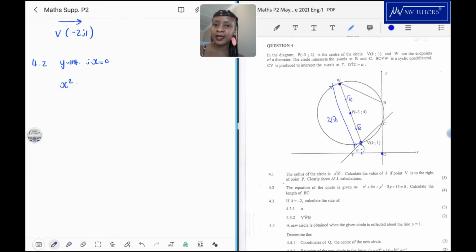x squared plus 6x plus y squared minus 8y plus 15 is equal to 0. And then I'm going to substitute x is equal to 0, so those terms cancel out. Then I'm left with y squared minus 8y plus 15. Again, I'm going to factorize.